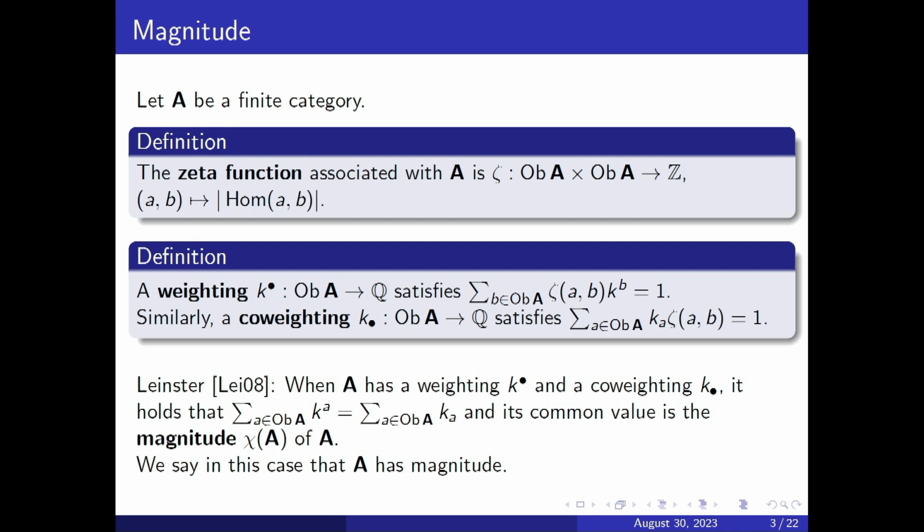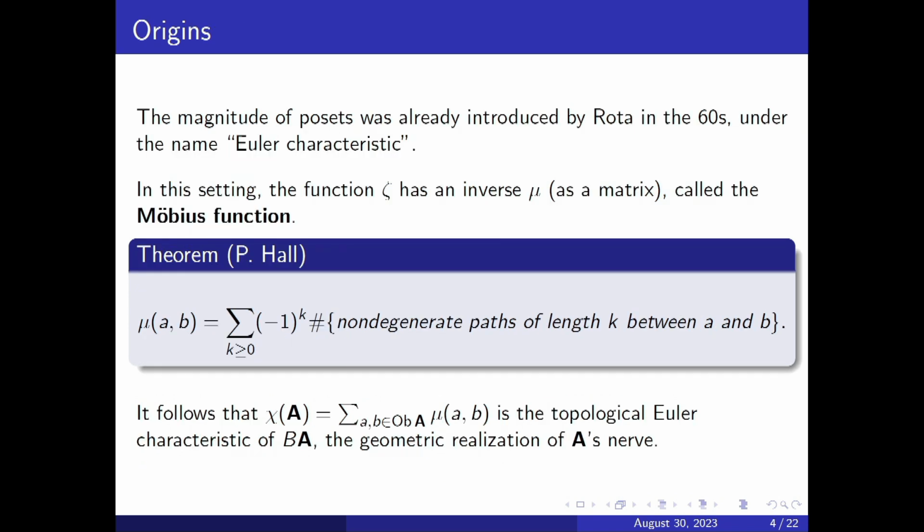And then Leinster proved that when a category A has a weighting and a co-weighting, then in fact the total weight, if you want, is the same. And he called this quantity the magnitude of the category, okay? And it's written like an Euler characteristic. In fact, it was called at the beginning the Euler characteristic of the category. And well, he said, in fact, that in this case, A has magnitude, okay? So this is Leinster's terminology. But we'll see if we can do better in a second.